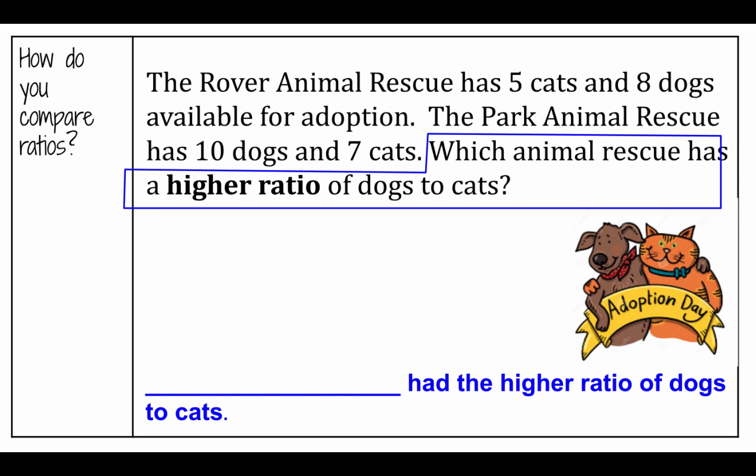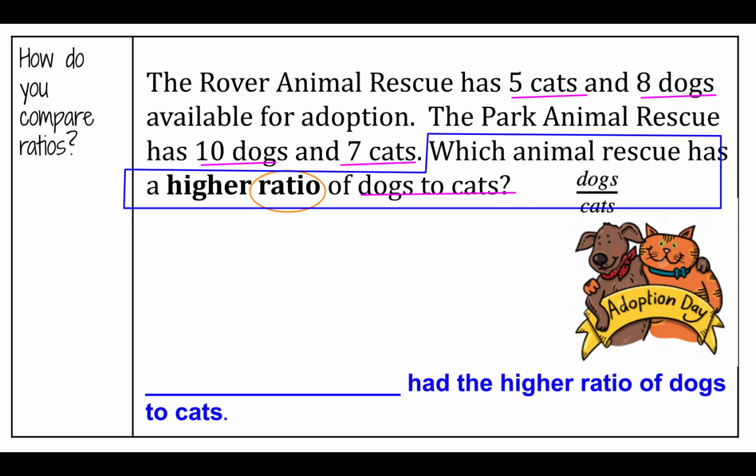Let's go line by line, look for important numbers and important words that are going to tell me whether to add, subtract, multiply, divide. The Rover Animal Rescue had 5 cats and 8 dogs. Well, I need to know how many cats and how many dogs. The Park Animal Rescue has 10 dogs and 7 cats. Ooh, this one has dogs coming first and then cats coming second. Which animal rescue has the higher ratio? That's a word that tells me to compare 2 values, of dogs to cats. Since we're working with a ratio, order matters. I need to make sure that the value for dogs is on top and I'm comparing that to cats. So I want to be mindful of that.